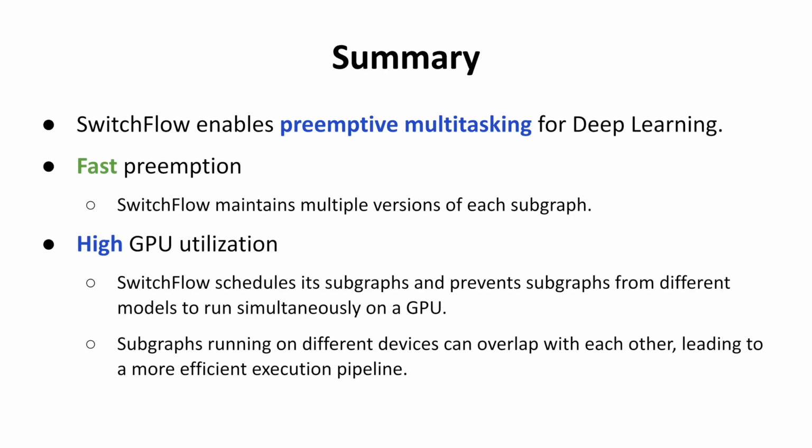The gain was up to 20%. In summary, SwitchFlow enables preemptive multitasking for deep learning with fast preemption and high utilization.